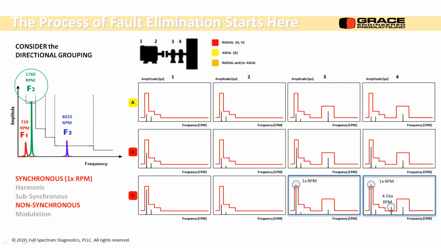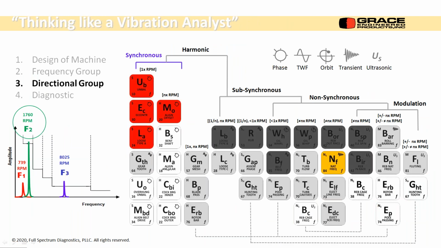Consider the directional grouping. So this is radial down here. These are my 4 radial measurements. It's on the fan. It's at 1 times RPM and the highest peaks in the vertical direction. Okay. So I can get rid of all the yellow tiles on the table that were bent shaft, angular misalignment, cocked bearings. Those don't apply anymore because those are all axial problems. So I'm down to 5 different problems.